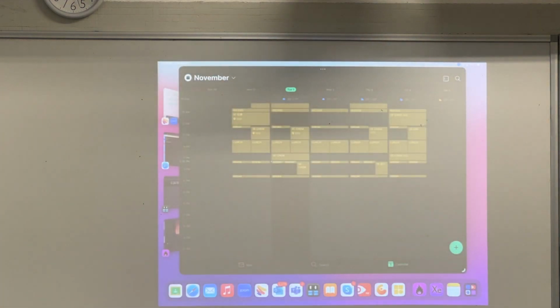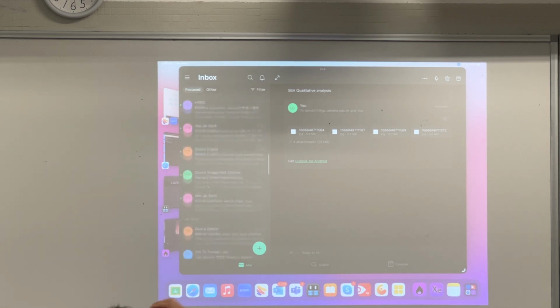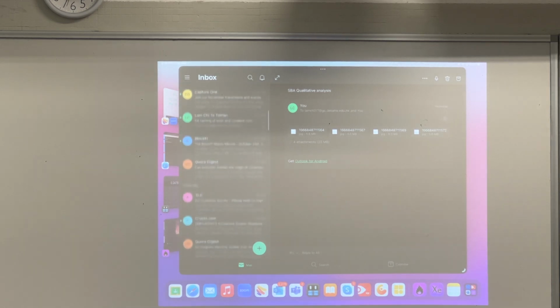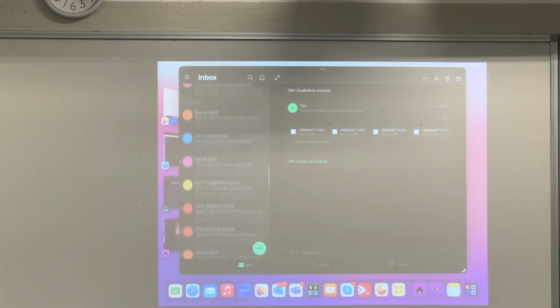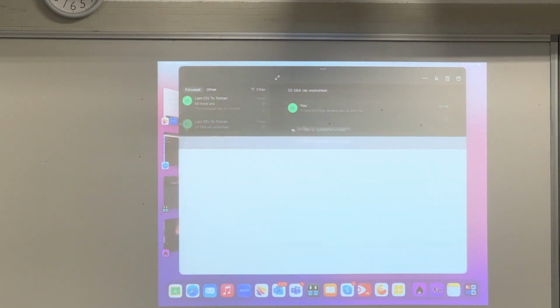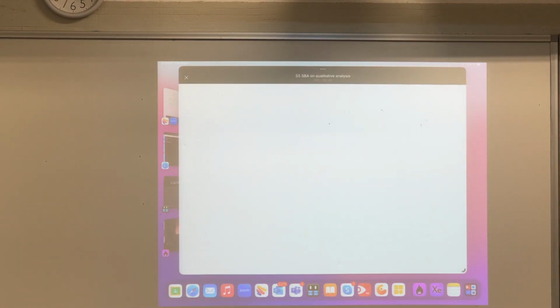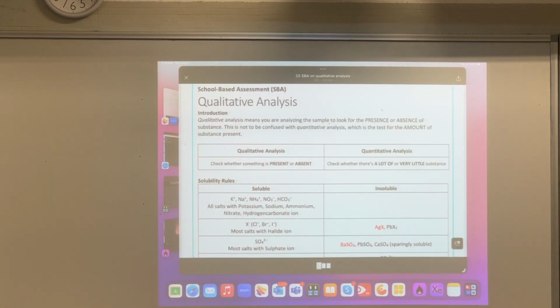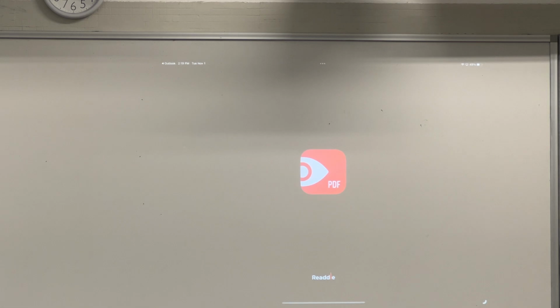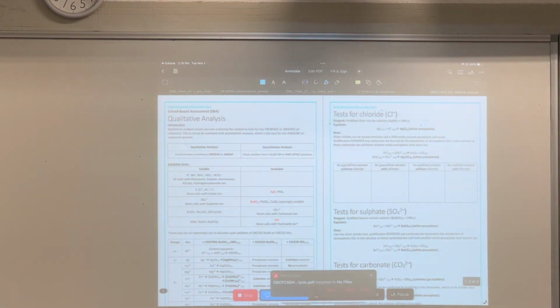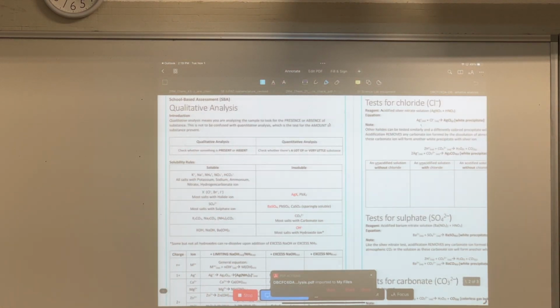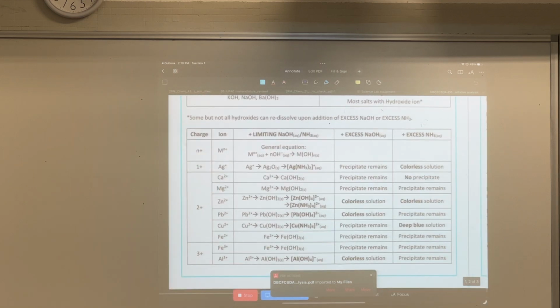Well, I have some examples here. I think I made a worksheet for Form 5 and I can share it with all of you now. It's a list of the solubility rules. They were doing an SPA on qualitative analysis.